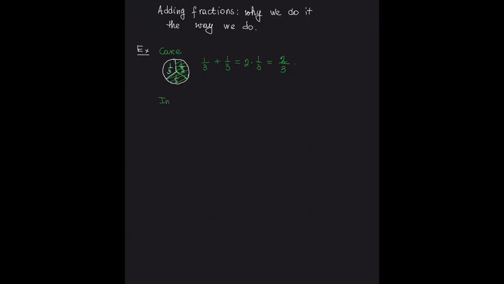So in general, if we have a over n plus b over n, this is going to be a times 1 over n plus b times 1 over n. So this is going to be a plus b times 1 over n, which is a plus b over n. So if we have two fractions such that their denominators are equal, to add these two fractions, all we have to do is just add their numerators, and the denominator stays the same.